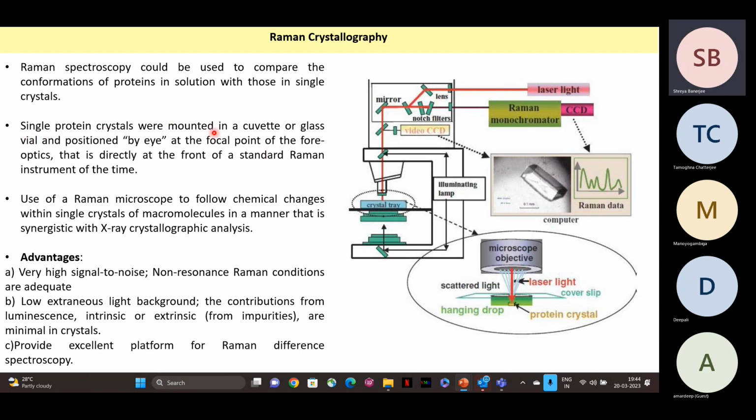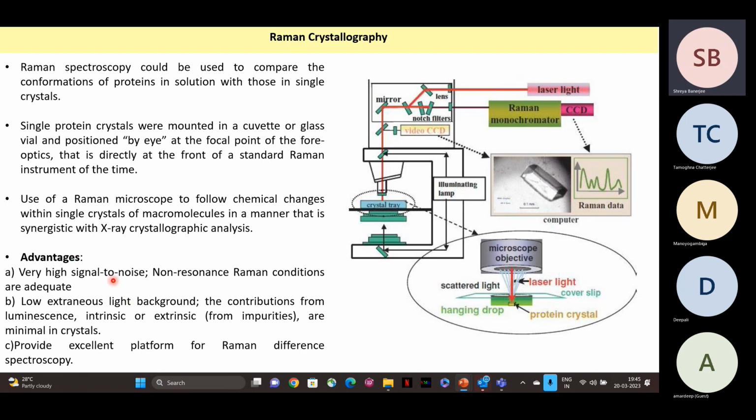In this, single protein crystals are mounted in a cuvette or glass vial and positioned at the focal point of the fore optics, that is, at the front of a standard Raman instrument. So you have the Raman instrument and you're focusing the Raman spectroscopy on that particular single crystal that is forming. It allows you to follow chemical changes within that single crystal in a manner that is similar to X-ray crystallographic analysis.